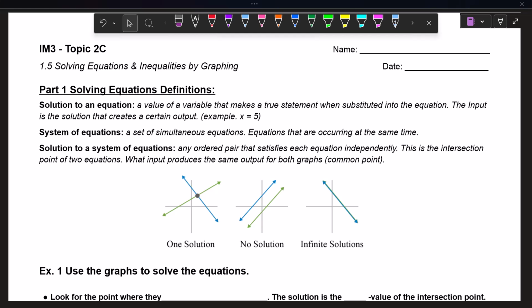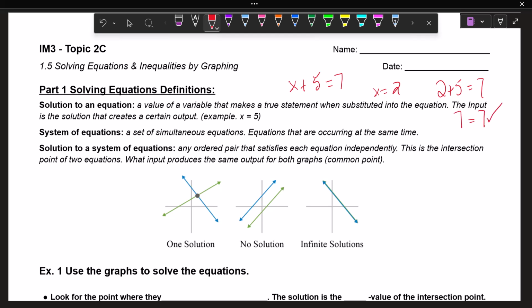First section in topic 2C is 1.5, solving equations and inequalities by graphing. So we got a couple vocab words: solution to an equation, anything we can substitute into an equation, a number that we can substitute in for a variable, and makes the equation true. For instance, x plus 5 equals 7. Well, x equals 2 is the solution because when we plug it in, yeah, 7 equals 7 last time I checked.